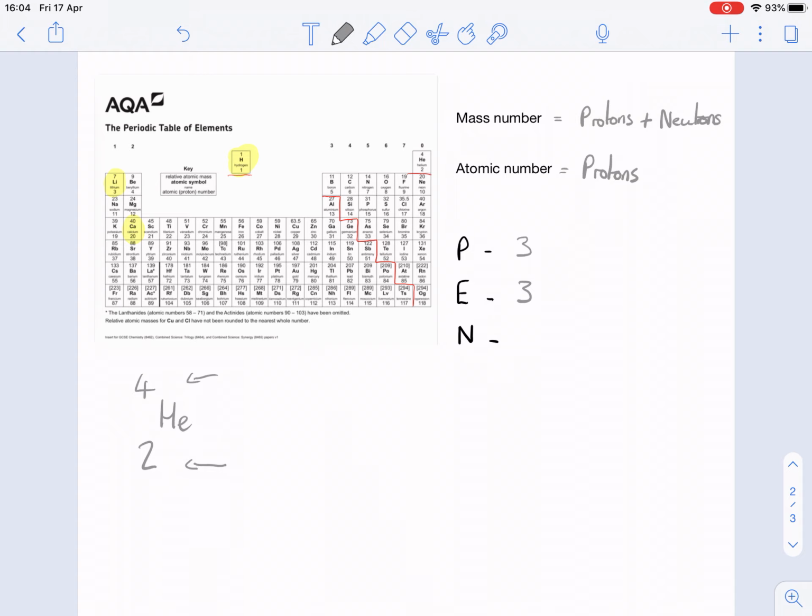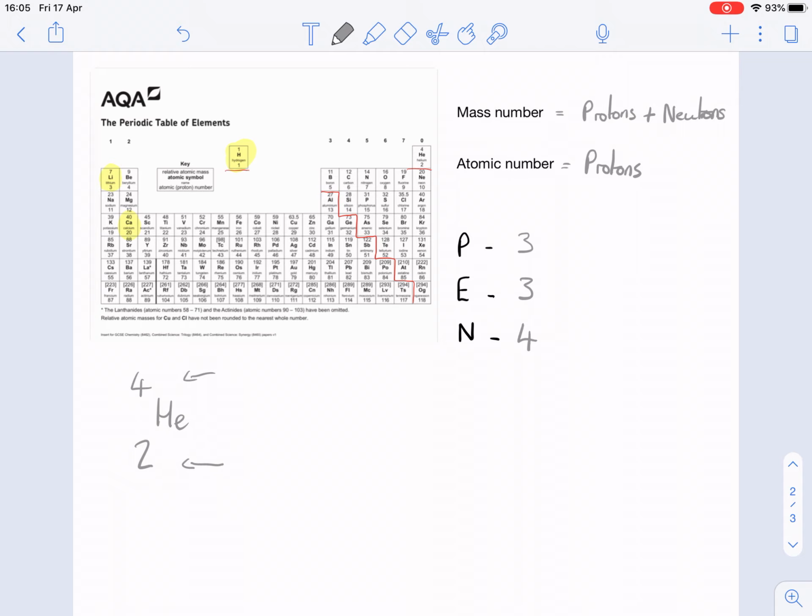Now, to work out the number of neutrons is very straightforward. As you'll see from what I've got up here on the top right-hand corner, we've already said the mass number is the protons and neutrons, and the atomic number is the protons. So if we subtract the proton number from the mass number, what it leaves us behind is the number of neutrons. So in the case of lithium here, for example, we've got 7 and 3. So our mass number is 7 and our atomic number is 3. We do 7 minus 3 to give us 4 neutrons. Okay, and that was for lithium.